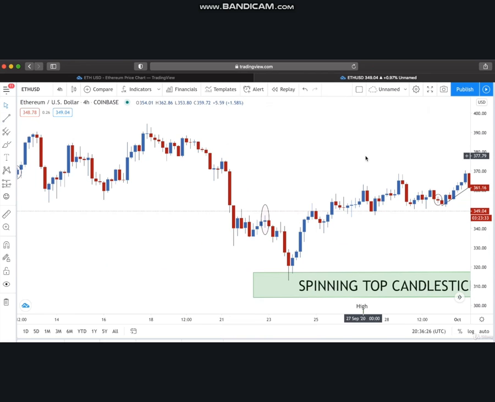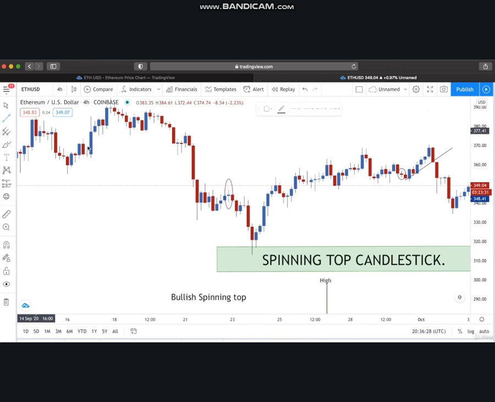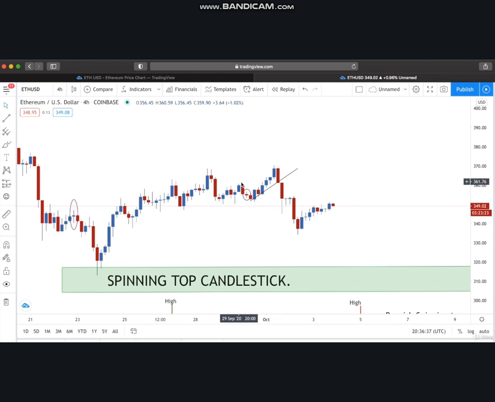Same is the case with this one. The price was in a mini uptrend, a spinning top came, and the price went down, as you can see. And here the price was down, a spinning top came, and the price went up.